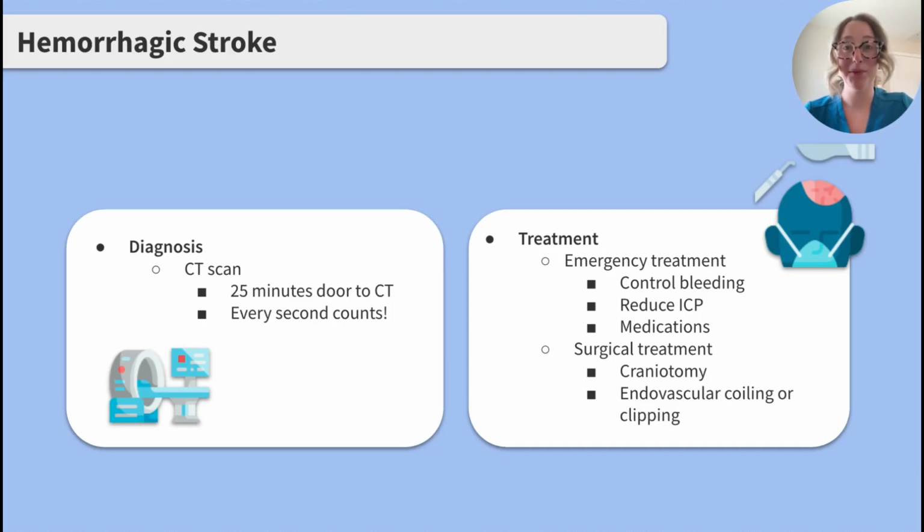Care provided in the emergency department will focus on controlling the bleeding and decreasing pressure in the brain. Blood pressure medications, as well as anti-seizure medications and blood thinner reversal agents, may be administered. Clients needing surgical treatment may require a craniotomy. This is where a portion of the skull is removed to access and repair the bleeding source. Minimally invasive endovascular procedures, such as coiling or clipping aneurysms, may also be a treatment option.